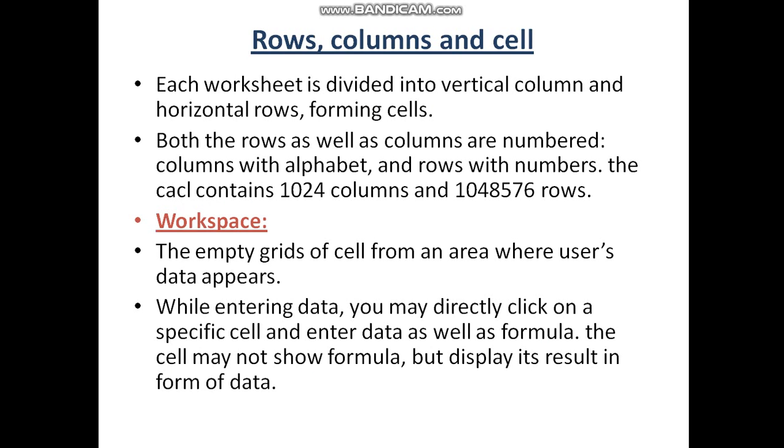Next, rows, columns and cells. There is the main part of our Calc because all the Calc files are based on a rows and columns format. Right. So each worksheet is divided into vertical columns and horizontal rows forming cells. So how to make a cell? Columns and rows make one cell. Both the rows as well as columns are numbered. Columns with alphabets and rows with numbers. As we know that the Calc contains 1024 columns, 1,048,576 rows are available on above Calc file. Right, 1024 columns and 1,048,576 rows are available on a Calc.